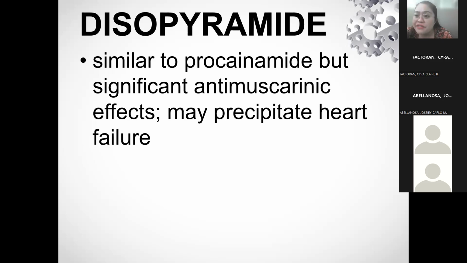Okay, but what is different here? Quinidine is more on cinchonism, but this time disopyramide has anti-muscarinic activity. So remember, when you say muscarinic activity, we are talking about acetylcholine. That's DUMBBELS. But since this is an anti-muscarinic effect, you have to reverse the DUMBBELS, and you can picture what will happen to the patient.